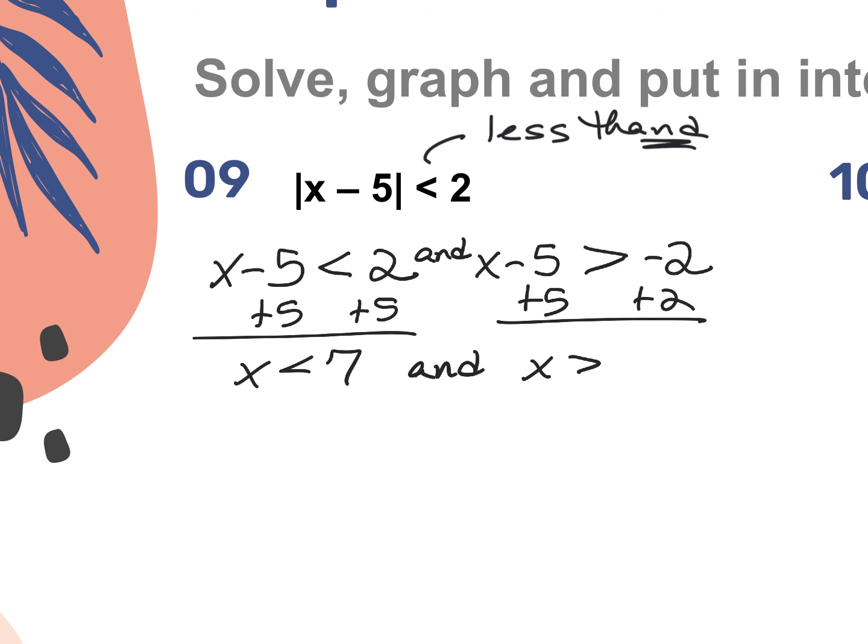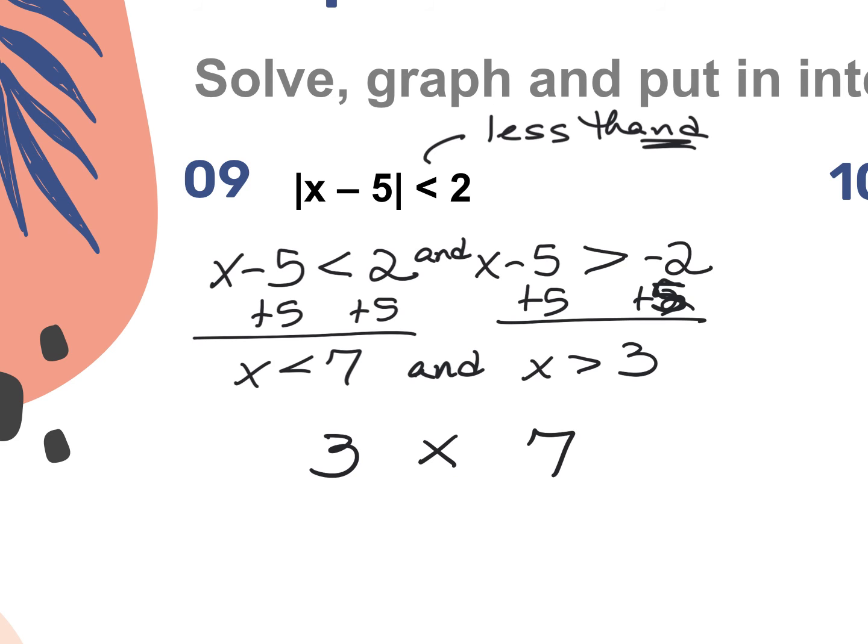X is greater than, and this should be a 5. X is greater than 3. So these are my two answers. Now, whenever it's an and, you can also join them and just write them as a single compound inequality. Put the numbers least to greatest. Put the X in the middle.